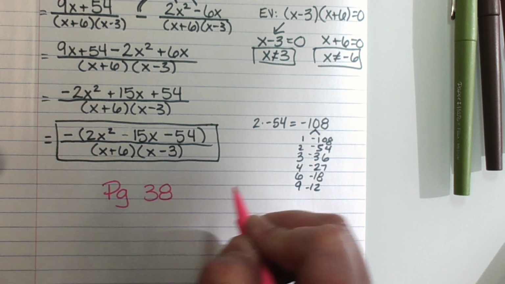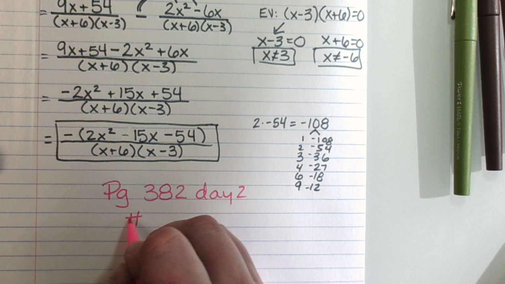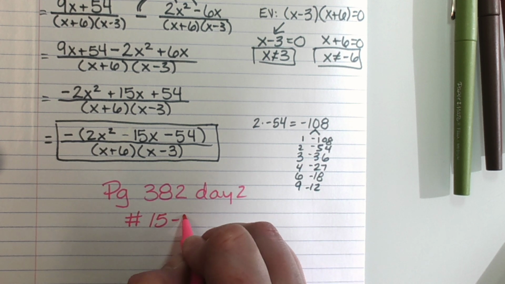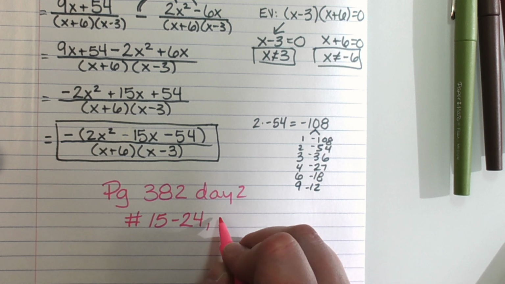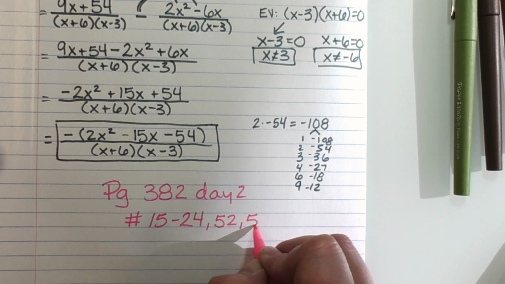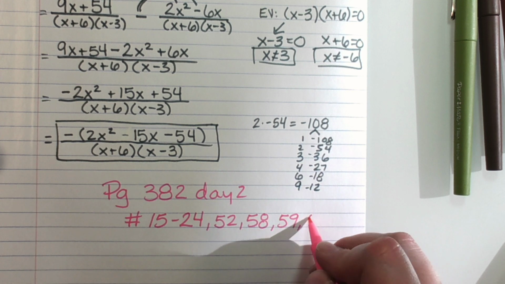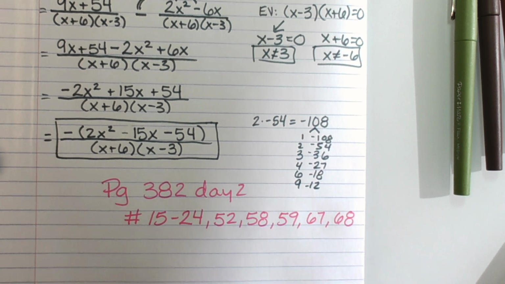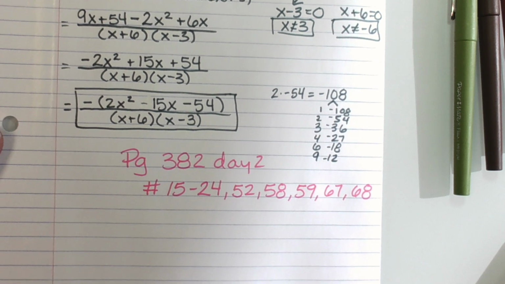We're back on page 382. This time it's really broken up. 15 through 24, and then there's lots of little ones. 52, 58, 59, 67, 68. And by lots of little ones, it's actually not that many problems, it's just spread out. It's no more problems.